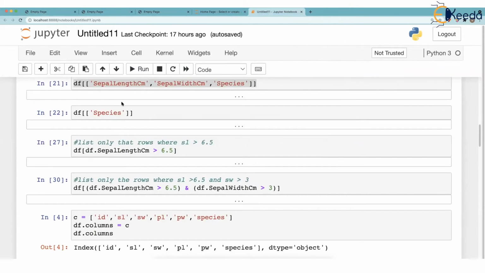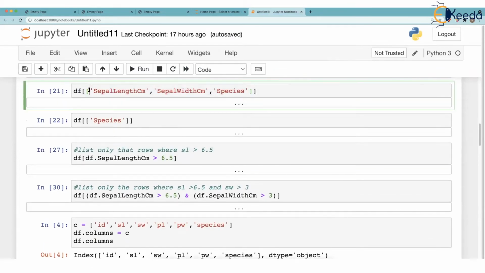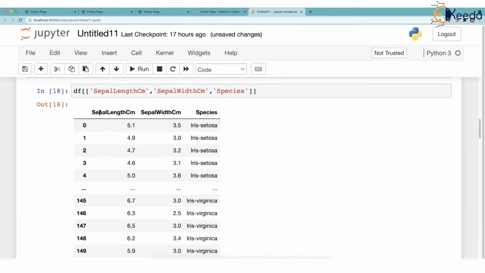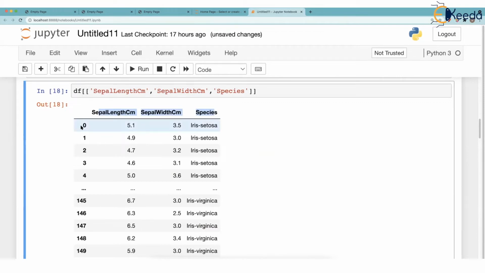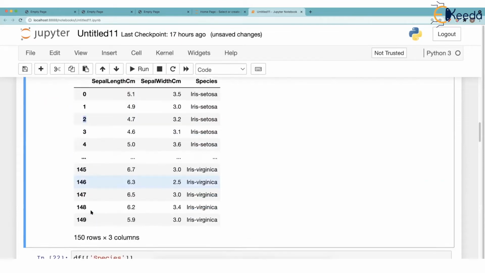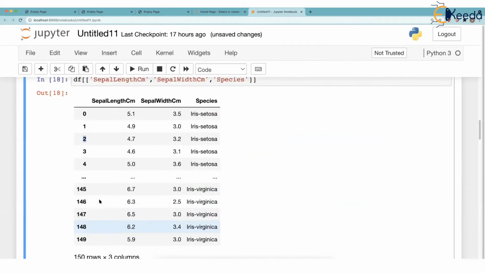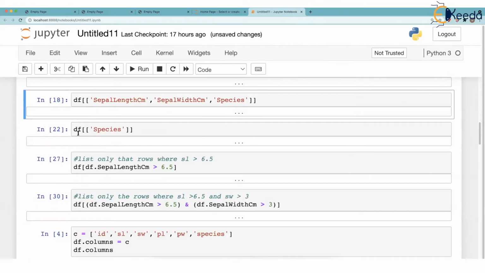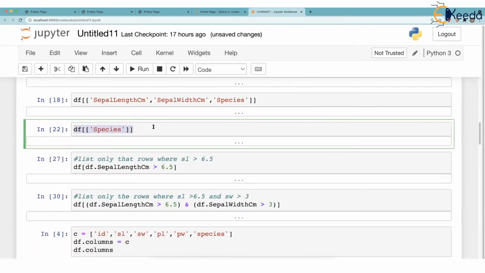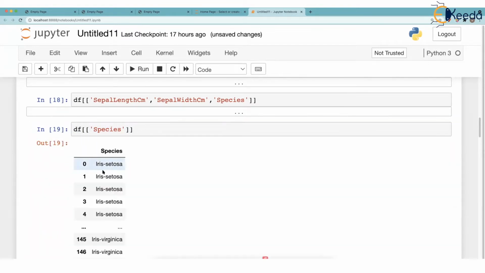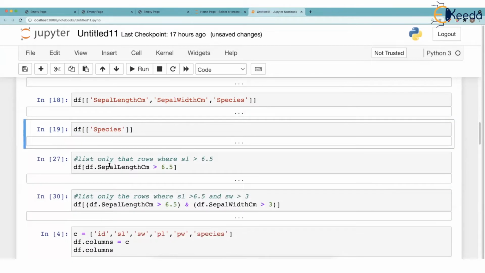If you read this code, what are we selecting? We are selecting only sepal length, sepal width, and species given as a list. So if I run this, only these three columns will be shown. Of course, this index column will be shown. This is added by default, and these are row numbers starting with 0 to 149. Okay. So what is this going to do? This is going to print only species. The list contains only one column. So only species we can see.